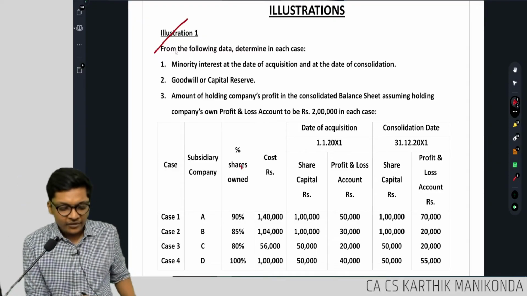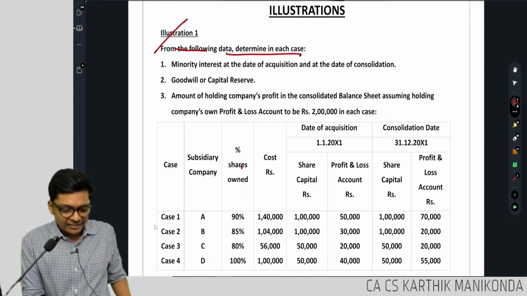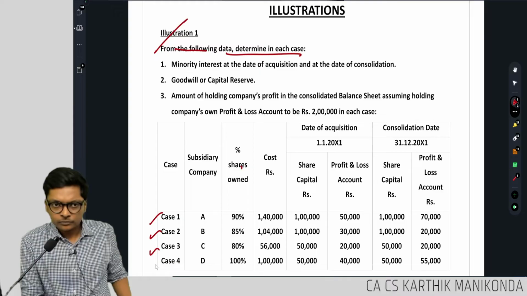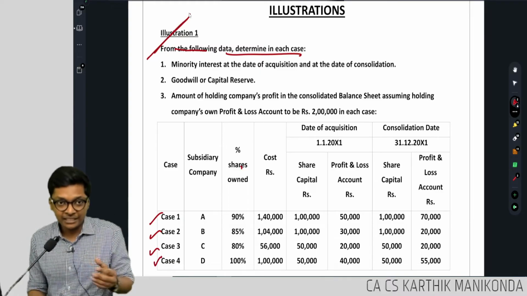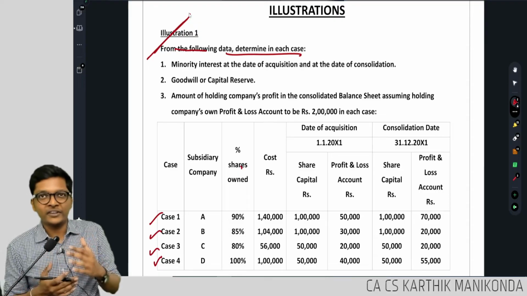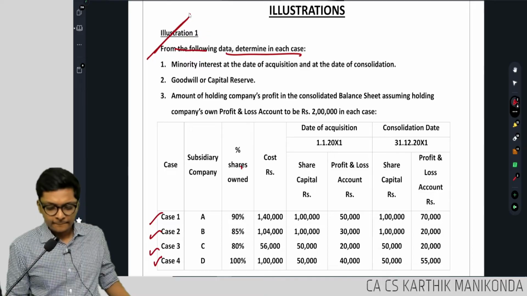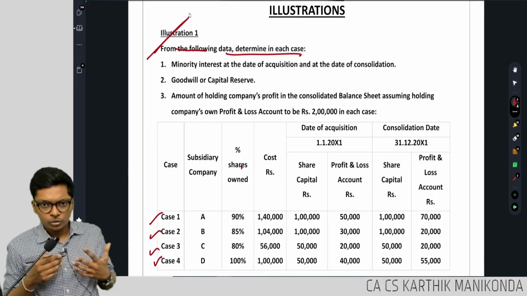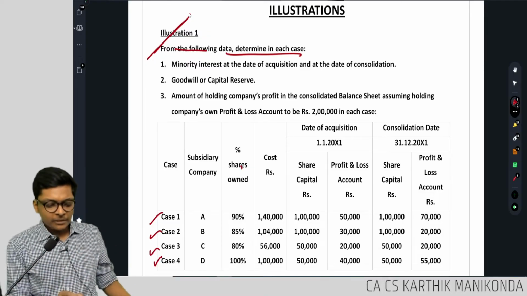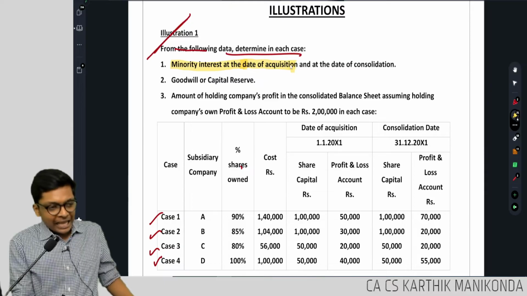Look at this. From the following data, determine in each case, how many cases we have. Case 1, case 2, case 3, and illustration 1 in the study material. Latest exam 5 mark question. Not 5 or 10 marks, someone told me, I don't remember. Anybody wrote, you can tell me. Anyone? No? Okay, leave it. From the following, calculate minority interest at the date of acquisition and date of consolidation.